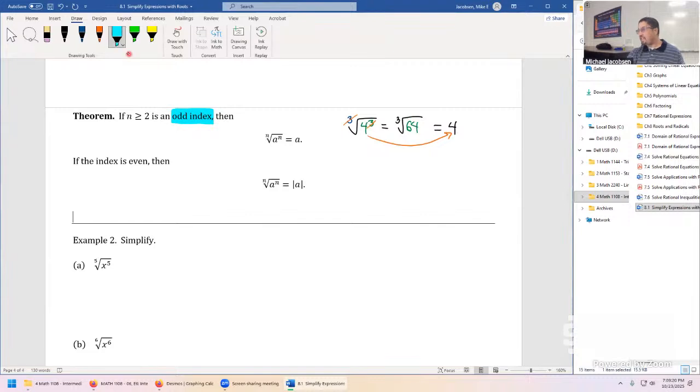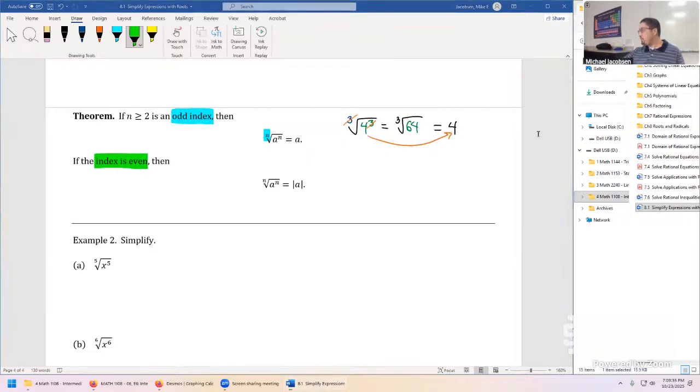There's always issues with even indexes. The index is the n there. When it's odd, no trick questions. There's just a clean cancellation. You just get a out. But if the index is even, here's where we run into problems.